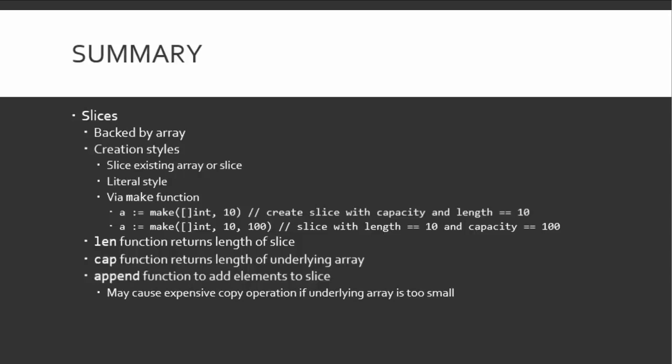If you're dealing with large slices of data and you end up resizing a lot of times, your application performance can suffer. You might want to think about using that 3-parameter make function in order to set the capacity of the slice close to where you need it to be.